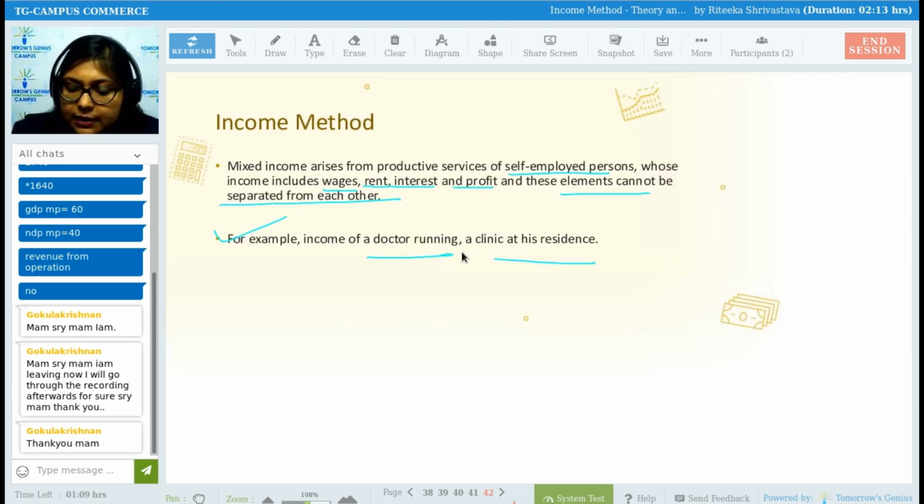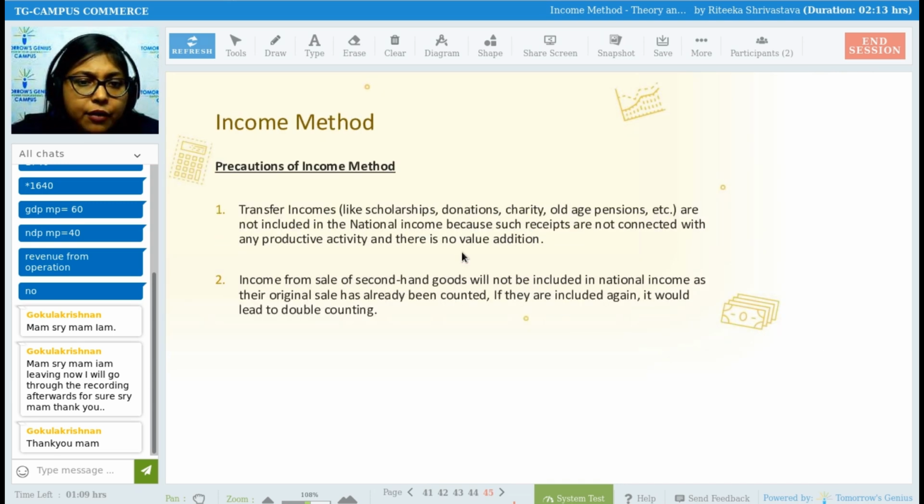Fine. So here we discussed all the components of the income method. The next part is the precautions of the income method while computing national income. What all precautions should we take? And then we are finally going to start with the sums.